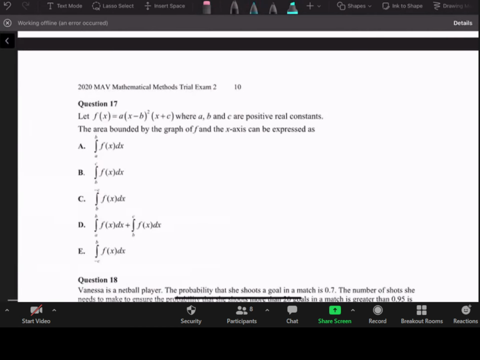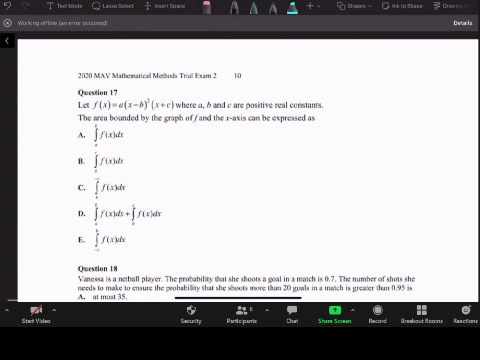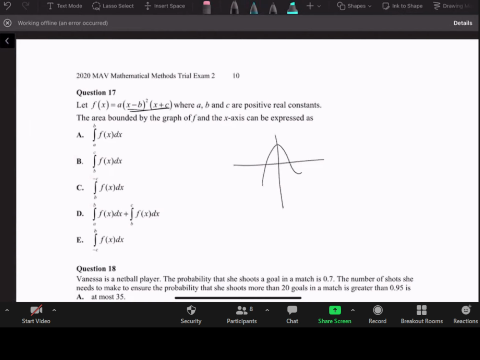So for this question, we have a cubic graph. So we know cubic graphs can look like either this or this. But for this question, we know that A, B, and C are positive real constants, so it's not going to look like this. And the next thing we know is that by looking at the form, this is going to be a turning point, and this is going to be an x-intercept.